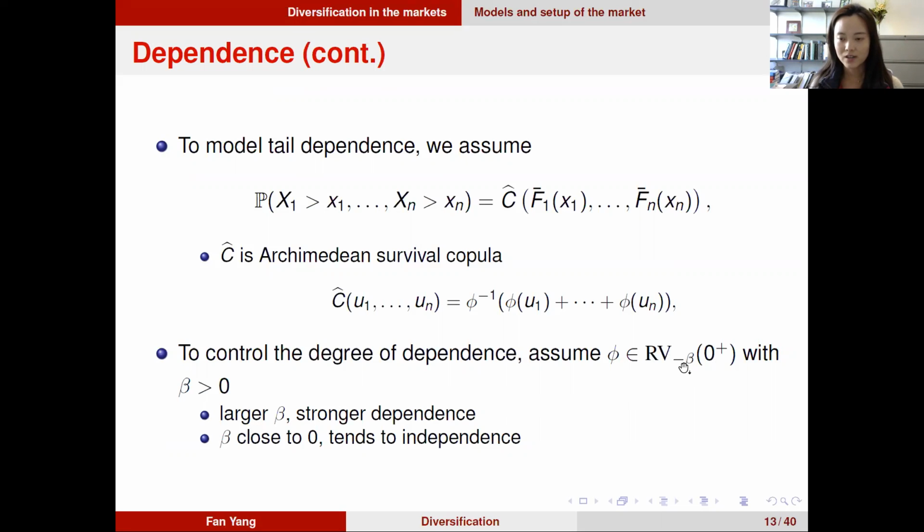Now here it's RV with tail index beta, and the larger beta, that means stronger dependence, and when beta is close to 0, that tends to independence. Okay, so that's how we control the dependence.